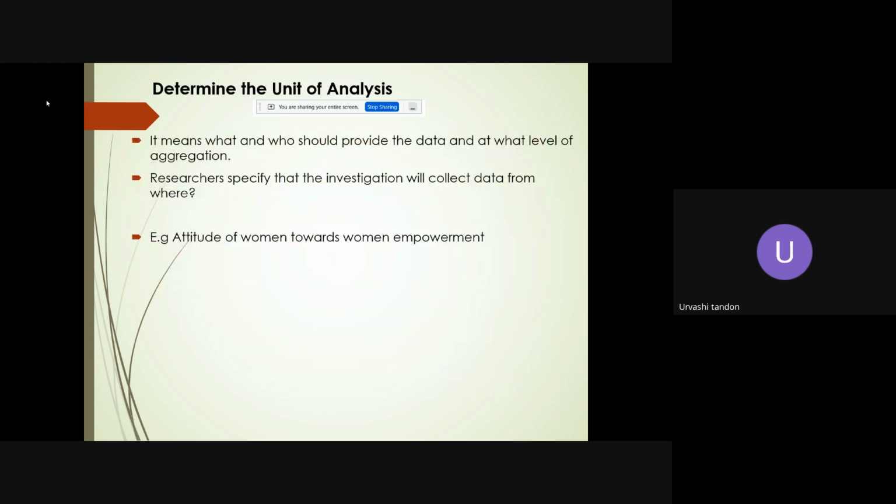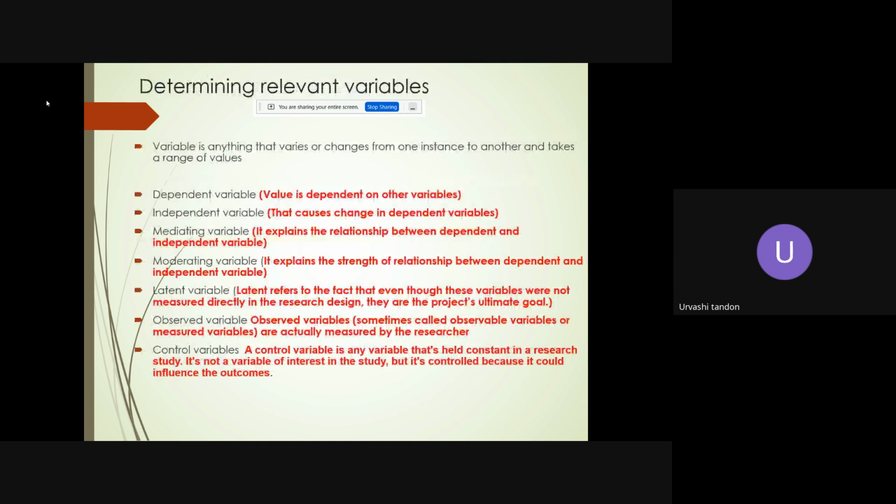Next is to determine the unit of analysis. Determining the unit of analysis means who and what should provide you the data and at what level of aggregation, right? So, for example, attitude towards women empowerment. That means only women will be in this sample. Only women will be filling up your questionnaire, and you can do research on them also.